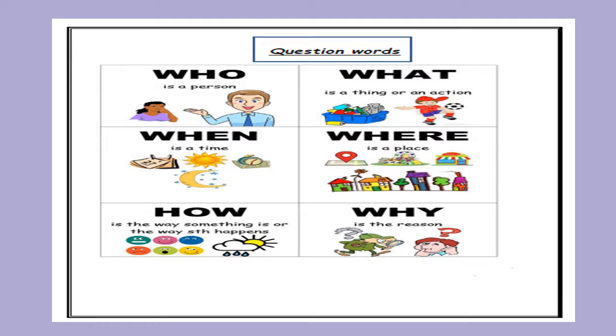How. When I'm asking about feelings. Like what? Like sad, happy, tired, excited. I will use how. Or when I'm asking about weather. How is the weather like today, Primary 2? Is it windy? Is it cloudy? Is it sunny? So I will use how.